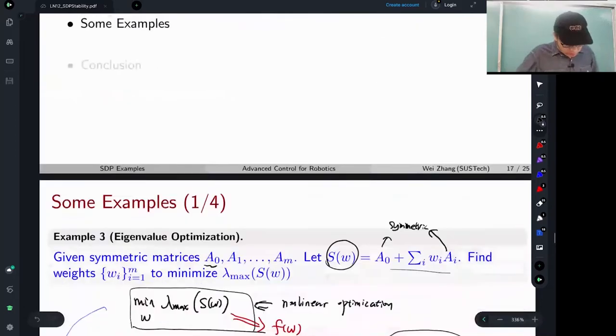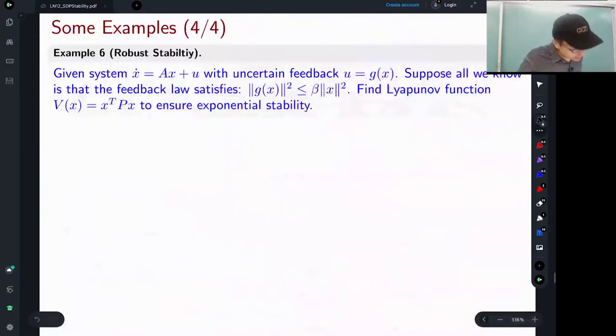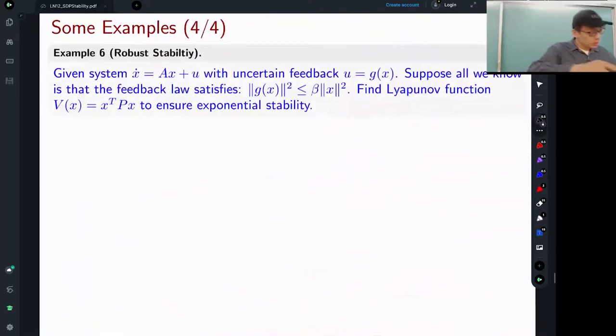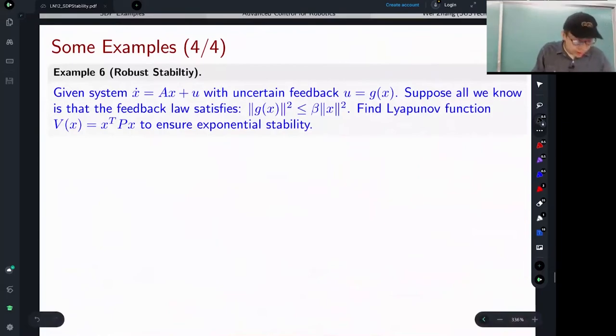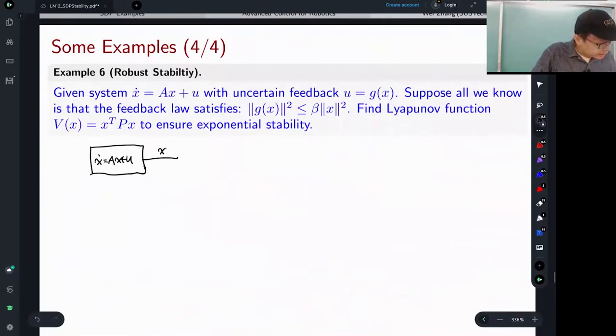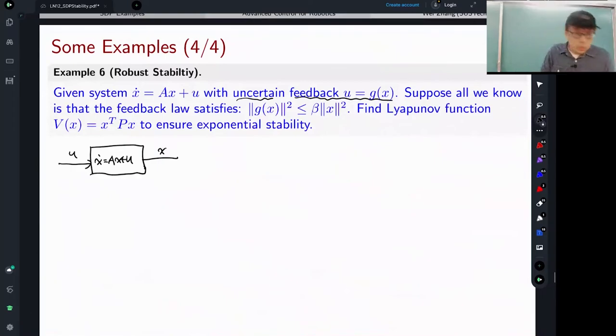Okay, now let's look at another example, which is the robust stability example. The problem we're trying to solve is a little bit more challenging than what we have done before. Now suppose I have a linear control system, and I assume the B matrix is an identity. This is X dot equal to AX plus U. I have state feedback, this is my U, with a certain state feedback law, which is U equal to G of X.